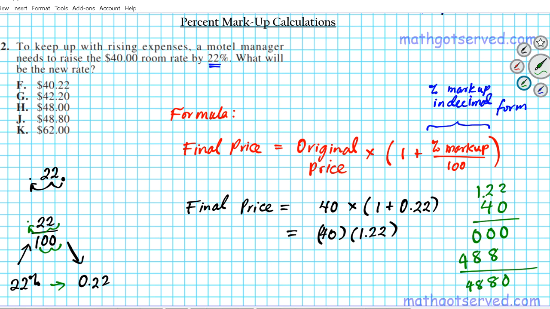So you have 4880. This is 1.22, so you count the number of digits to the right of the decimal in the factors, and apply that to your product. You have 2 digits to the right of the decimal, so you start over here and count 2 decimal places: 1, 2, and it's 48.8. Remember, you can always use your calculator to carry out the arithmetic if you don't feel comfortable multiplying numbers by hand. So your answer is 48.8.